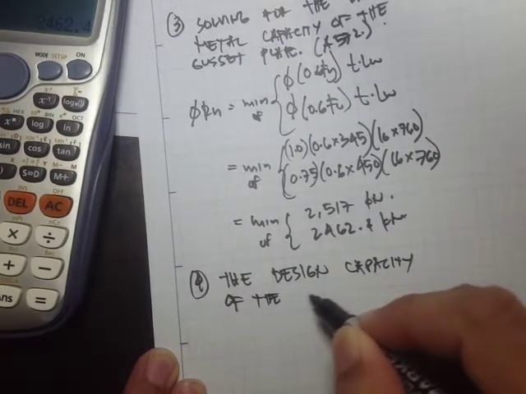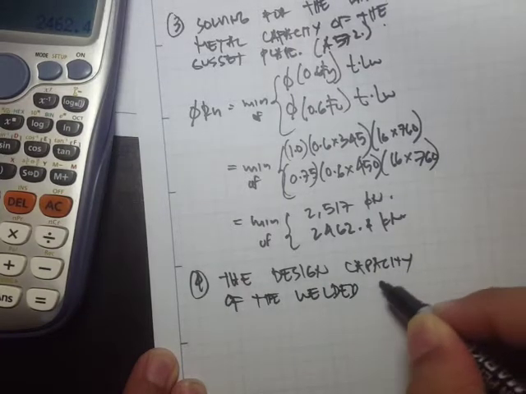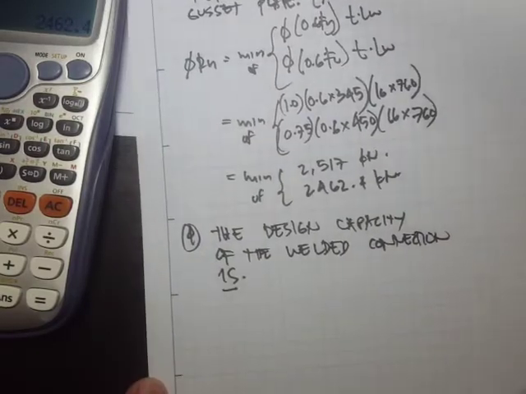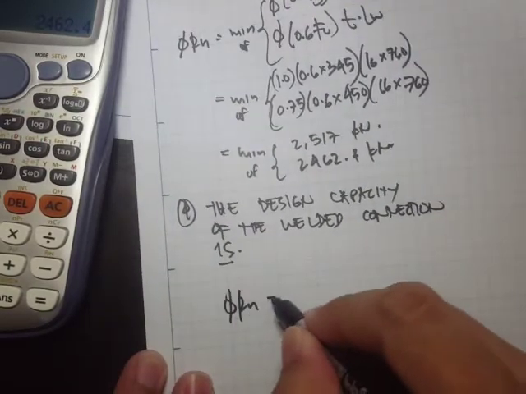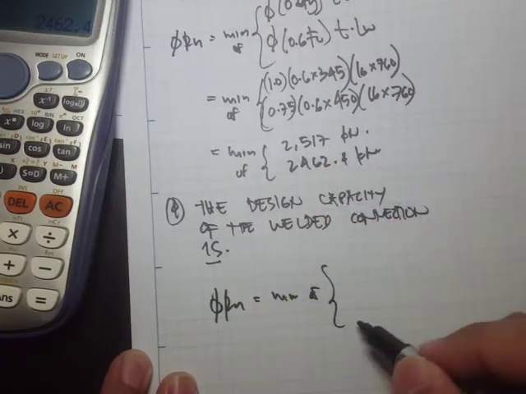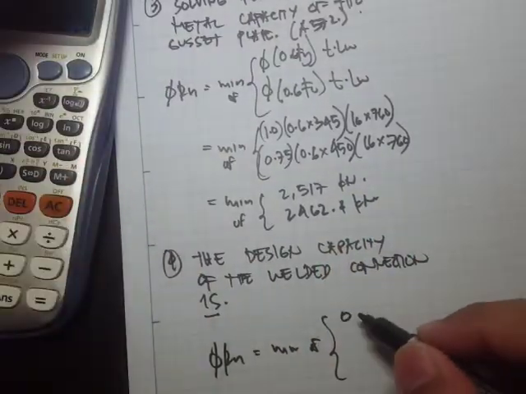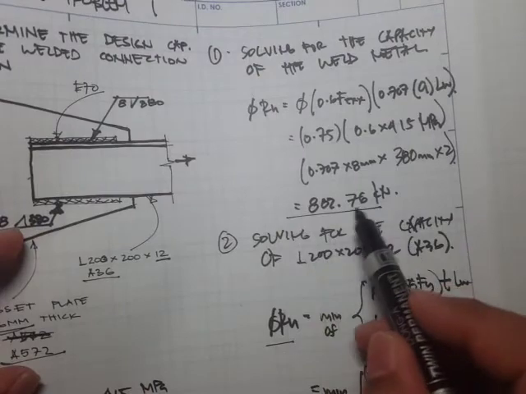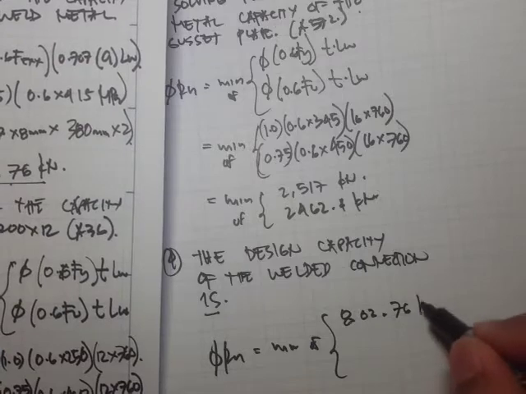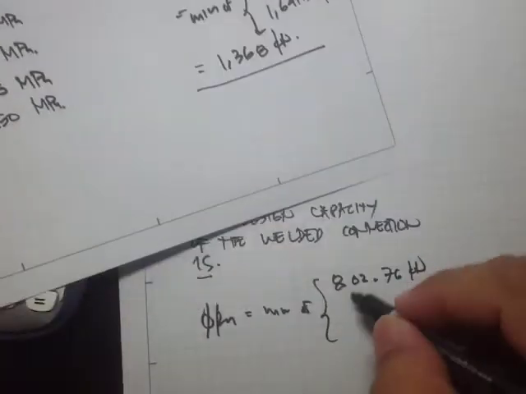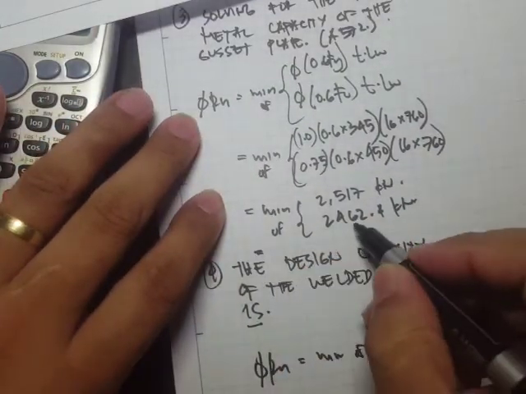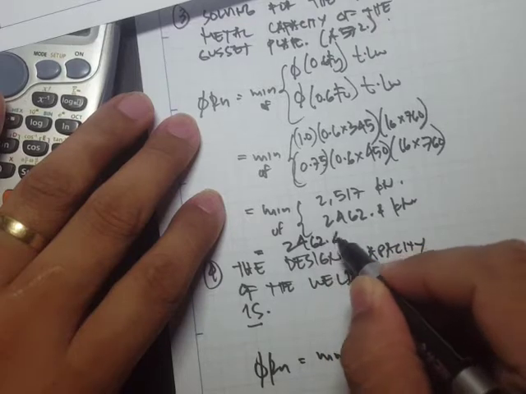of the welded connection is phi Rn equal to the minimum of the three, which is the first one is 800. So the capacity of the weld metal is 802.76 kilonewton, and the other one is 1368 kilonewton. And this one, the minimum is 2462.4 kilonewton.